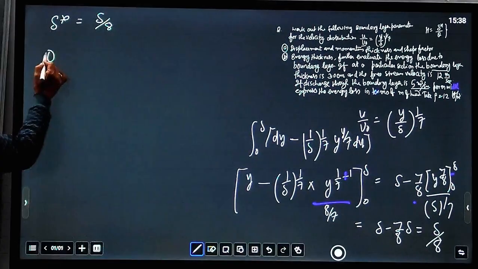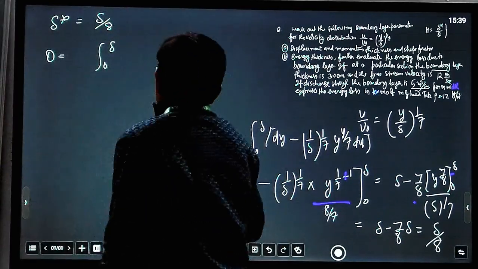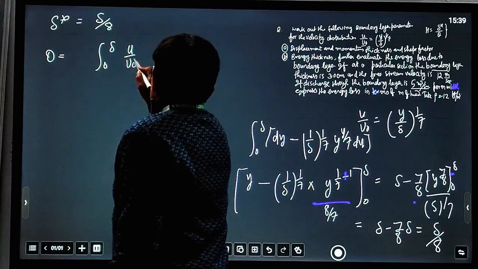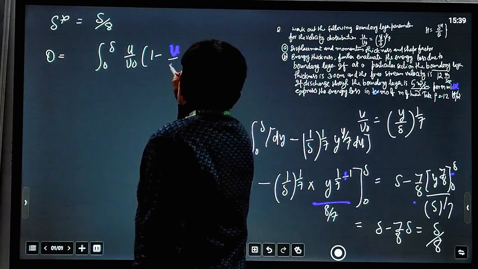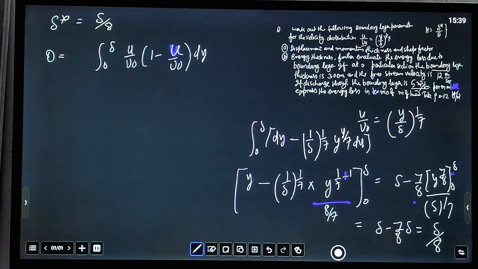Now the second one, theta equals integration 0 to del of u by u naught times 1 minus u by u naught, dy. Putting values, because this is already defined, u by u naught equals y upon del to power 1 by 7.